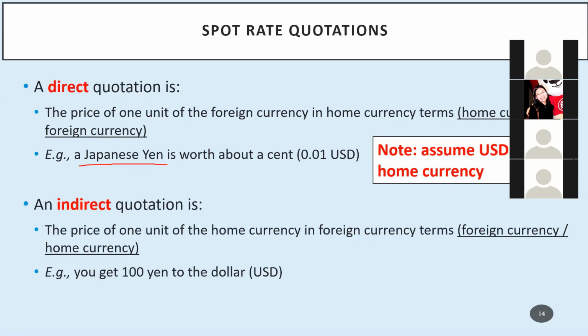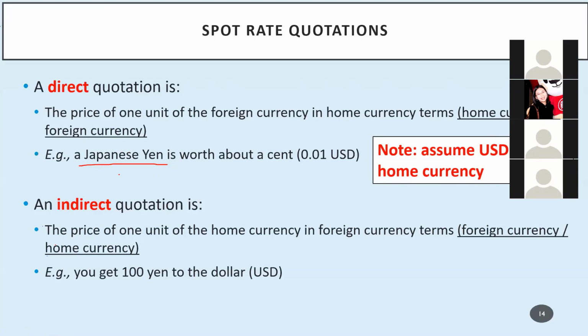An indirect quotation is when you price the home currency in terms of the foreign currency, right? So this is the price of the home currency in terms of your foreign currency, yeah? Using the Japanese yen as an example to be consistent with the previous example, we are saying that the price of $1 US is equal to 100 yen, okay? In terms of the notation, you'll see that later on as well.